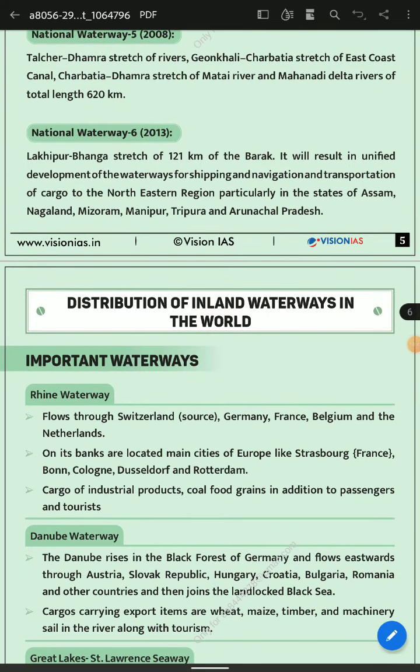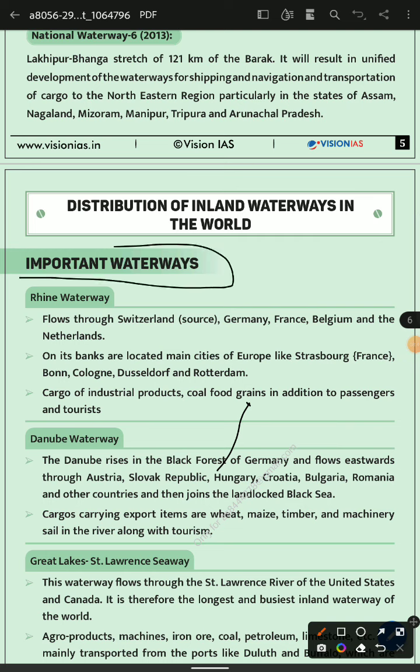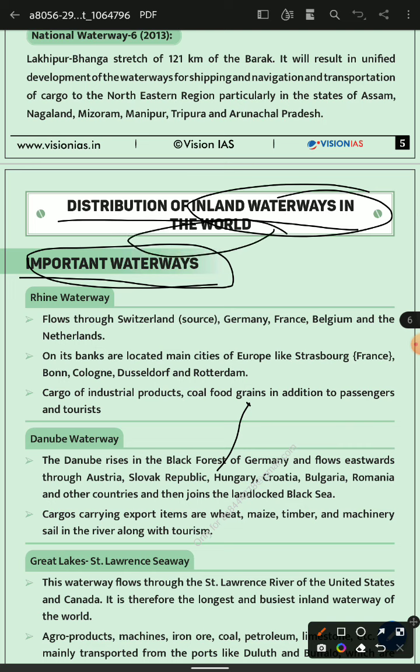Distribution of inland waterways in the world. Then you have learned about India, and then also the world. So you have realized important waterways, the distribution of inland waterways in the world.